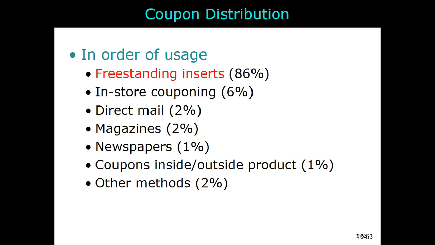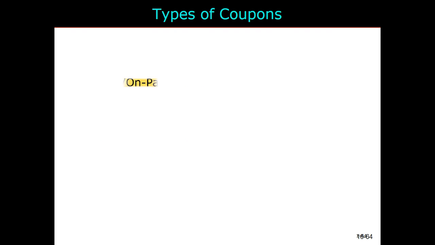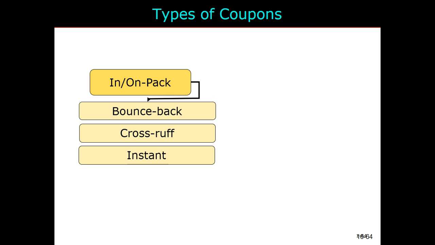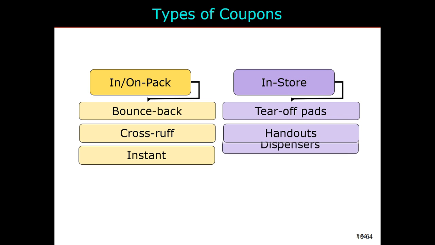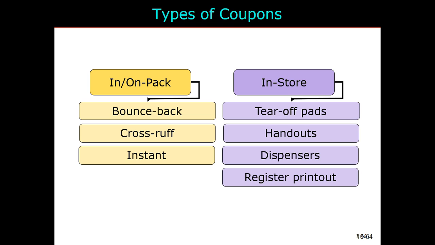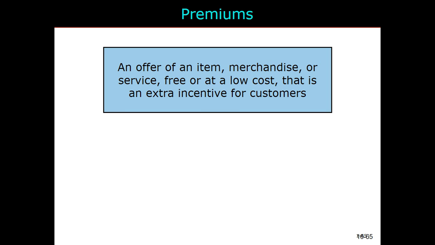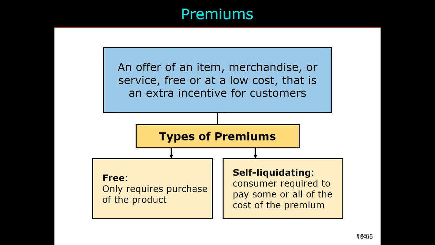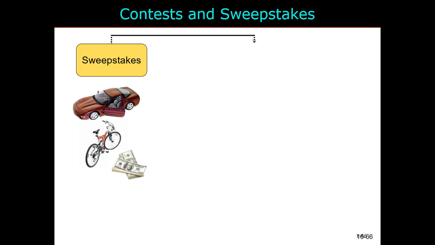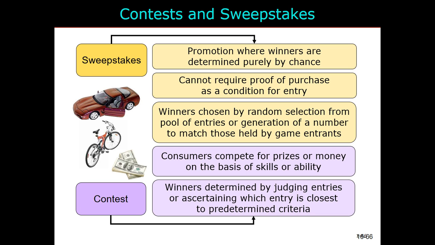Where is the most coupon distribution? The most coupons are distributed by freestanding inserts, FSI, 86%. And the types of coupons, we should know what a bounce back is, what a cross-ruff is, instant, in-store, tear-off pad, handout, dispensers, register printout. Premium: what's a premium? Free or self-liquidating. And contest versus sweepstakes.